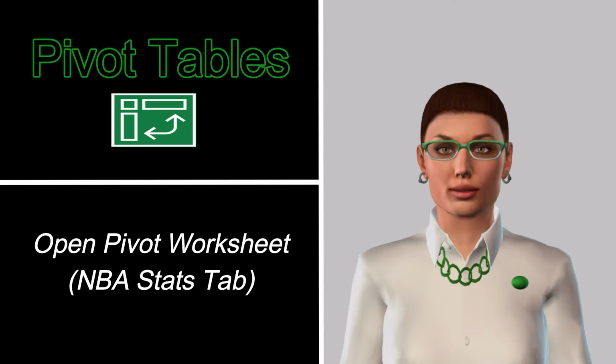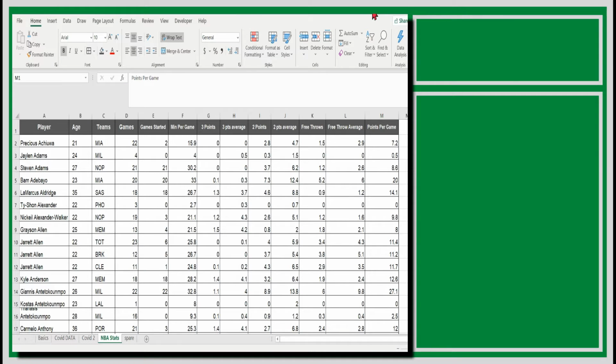Please open the Pivot worksheet and go to the NBA Stats tab to follow along in this lesson. Okay, so here we are on our spreadsheet, and today we'll be working from NBA Stats from 489 players. We will reference columns and then a table, so as data is added to our list, it will automatically be updated in our pivot table.